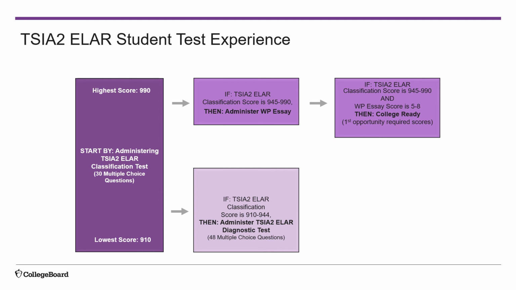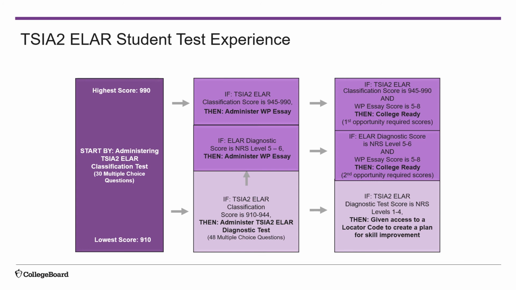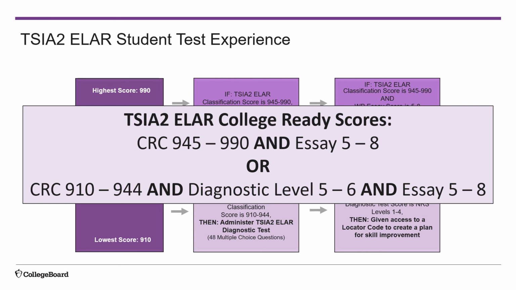This is the student's first opportunity to demonstrate CR. Students scoring at or below 944 on the classification test will be branched to the diagnostic test. If they receive a level of 4 or higher on the diagnostic test, they will be branched to the essay right placer. If a student scores a 5 or higher on the essay right placer and they have a diagnostic level of 5 or higher, they will receive a CR classification. This is the student's second opportunity to demonstrate CR. Students scoring below a 4 on the diagnostic test will not take the essay right placer test. They will be given a locator code to access the learning resources where they can create a plan for skill improvement.